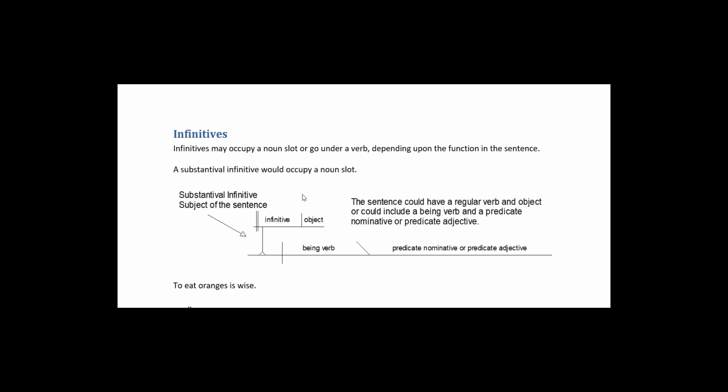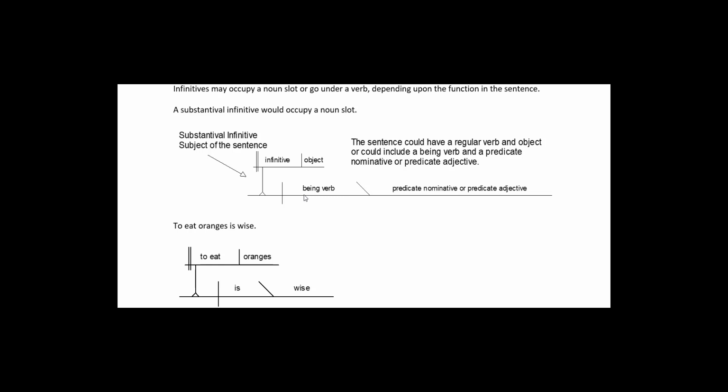Infinitives. These could modify a noun, or they could go under a verb, just depending upon whatever they're doing in the sentence. So let's say I have the sentence, to eat oranges is wise. So here's the infinitive phrase, to eat oranges. You put it on these little stilts, and it comes after this double slash. So here's the infinitive, to eat. Here's the object, oranges. To eat oranges. All of that is the subject of is, and then the predicate adjective wise.